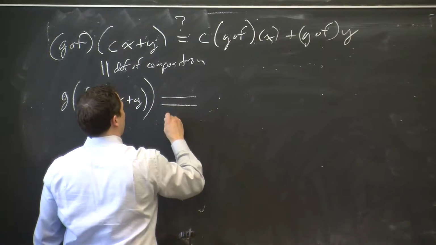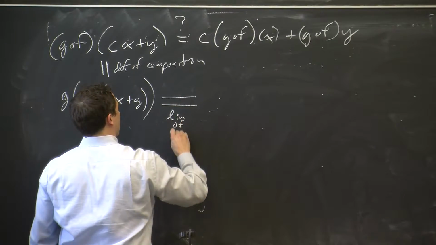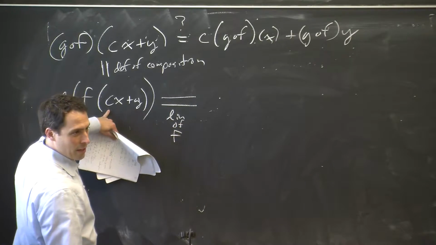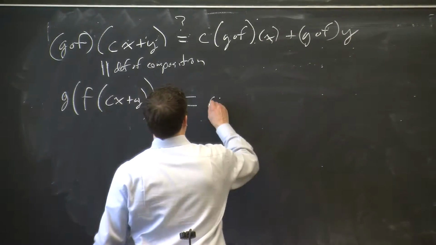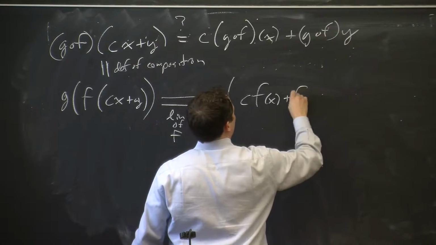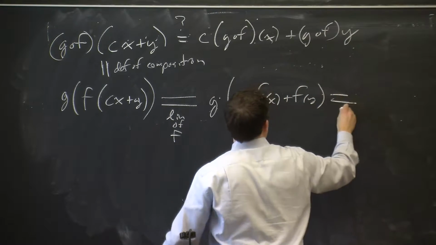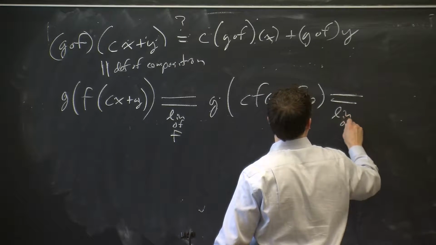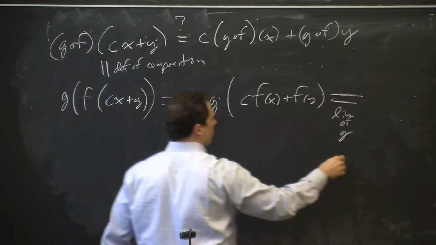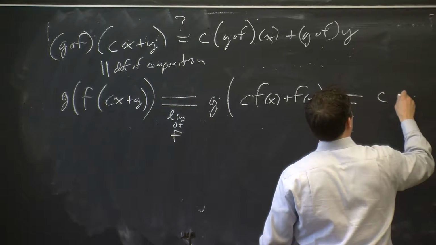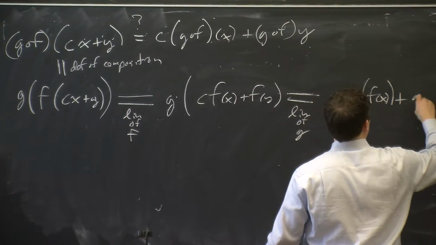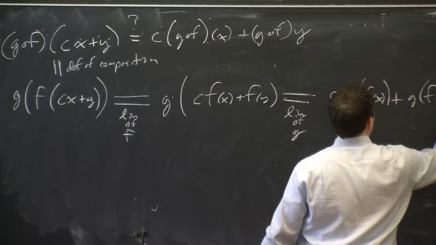And then by linearity of the first function f, I can push f through the scalar multiplication and the addition. That's equal to G of Cf of x plus f of y. And then by linearity of G, I can push G through. That's equal to C G of f of x, whatever f of x is, plus G of f of y.